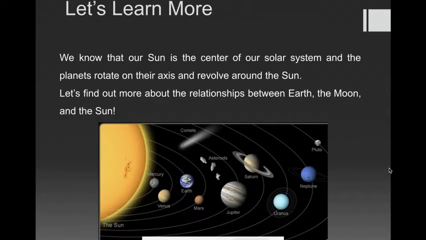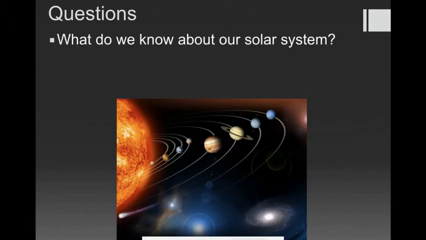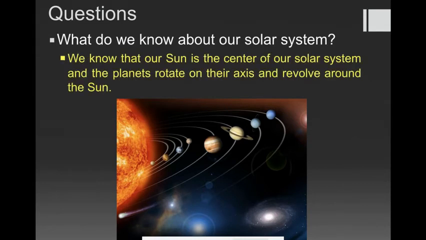So we know the sun is the center of our solar system, and the planets rotate on their axis and revolve around the sun. So let's talk about specifically the relationships between the Earth, the Moon, and the sun. So what do we know about our solar system? We know that our sun is the center of our solar system and that the planets rotate on their axis and revolve around the sun.